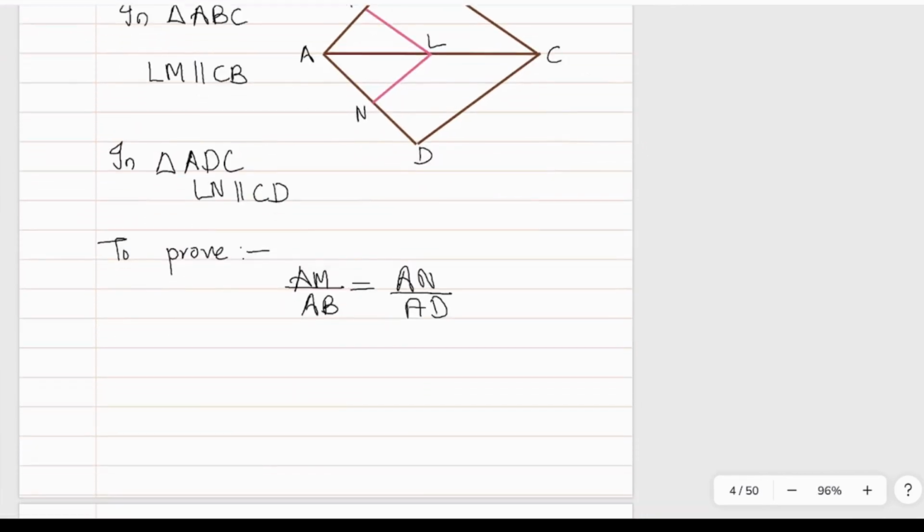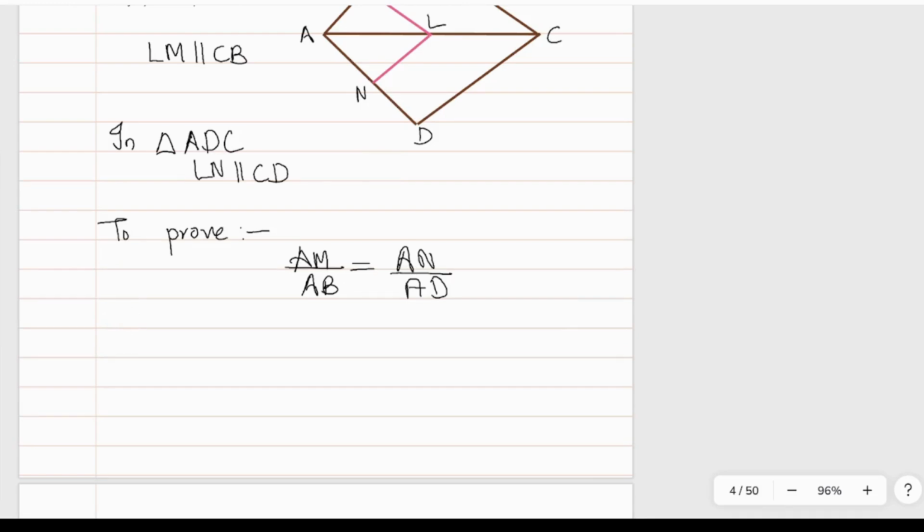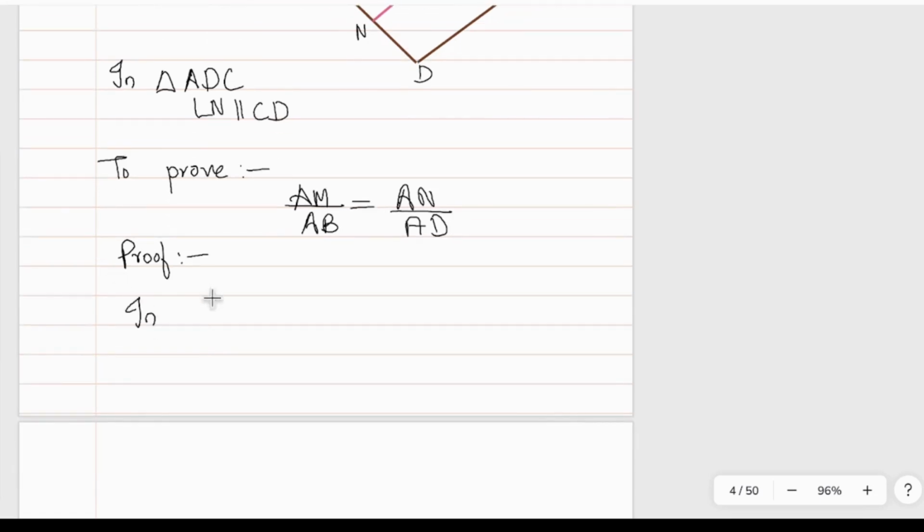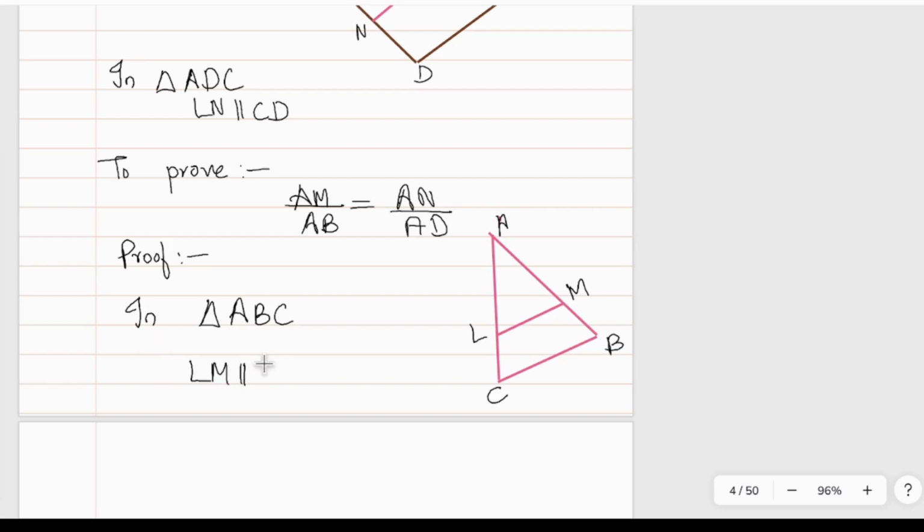After writing the to prove, since here no construction is there, we have to write proof then. Okay, so first we have to take what? In triangle ABC. Okay, let me draw the figure here. This is the triangle. In the triangle ABC, what it is given? This is A, this is C, and this is B, this is M, and this is L. It is given that LM is parallel to BC.